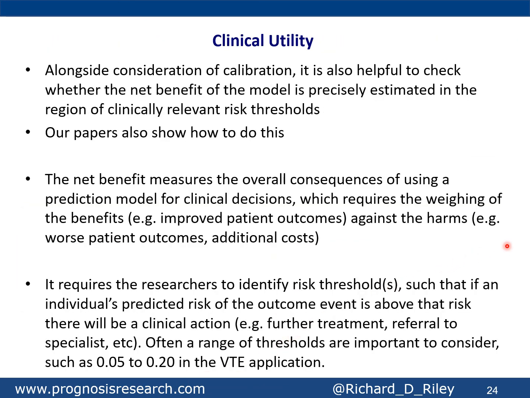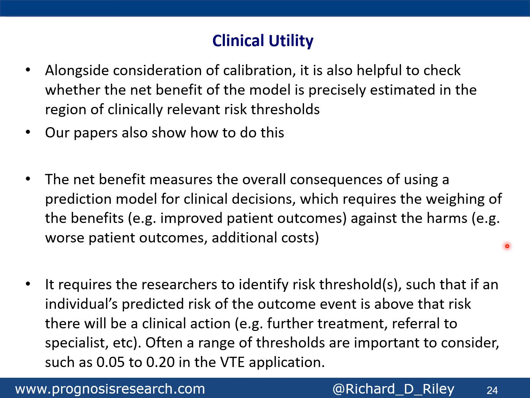Lastly, I want to follow on from that to mention clinical utility. So clinical utility is another important measure alongside calibration and discrimination. And this is where we are thinking about using the model to make decisions. For example, if somebody is higher than 5%, we may decide on using a treatment, but at less than 5%, we would not do anything differently. So clearly, we'd like to look at precisely estimating the clinical utility defined by particular risk thresholds.